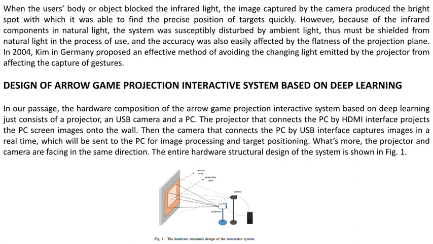In our passage, the hardware composition of the Arrow Game Projection Interactive System based on deep learning just consists of a projector, a USB camera, and a PC. The projector, which connects to the PC by HDMI interface, projects the PC screen images onto the wall, and the camera, which connects to the PC by USB interface, captures images in real time, which will be sent to the PC for image processing and target positioning.